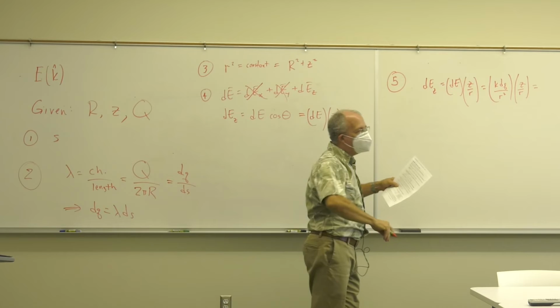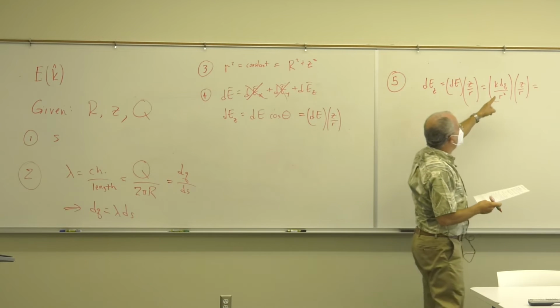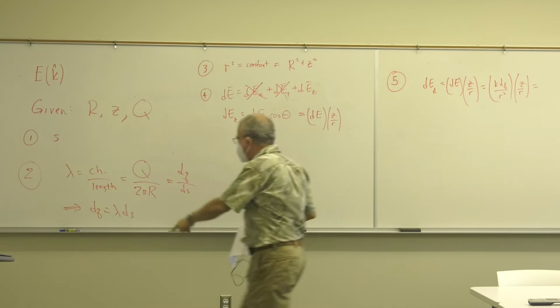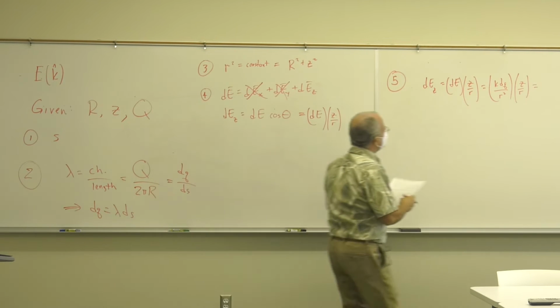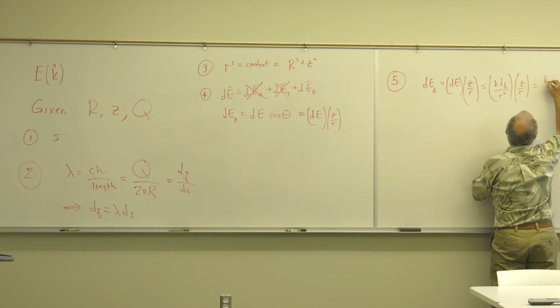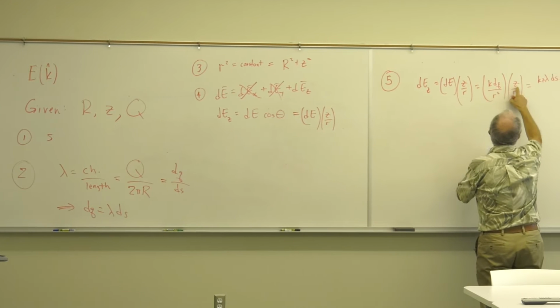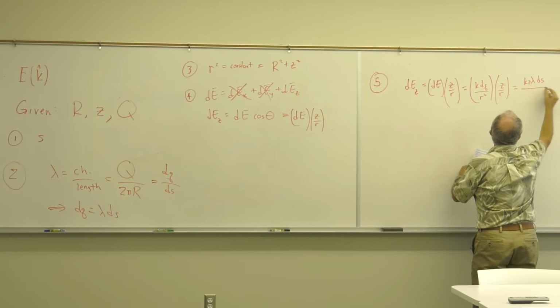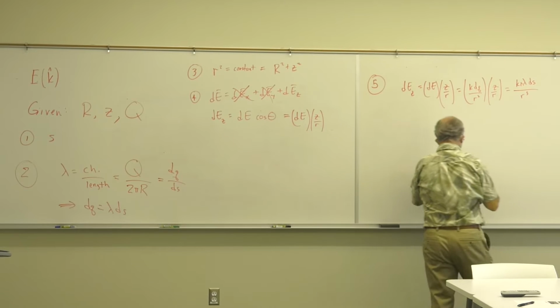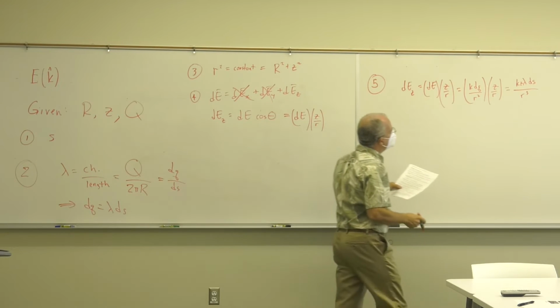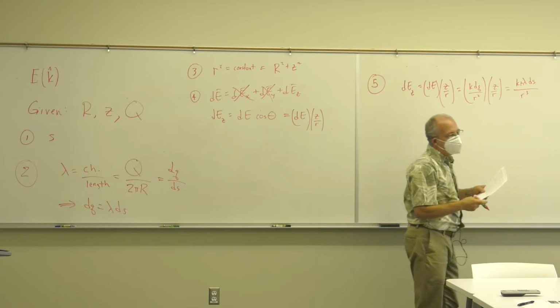And then I don't like my dq, so I have to substitute for that, right? So where's that? Over here. So dq is lambda ds. So I have k lambda ds, and I'm going to put my z here. Is that all right? So I have k z lambda ds over r cubed. Everybody happy? Any questions?